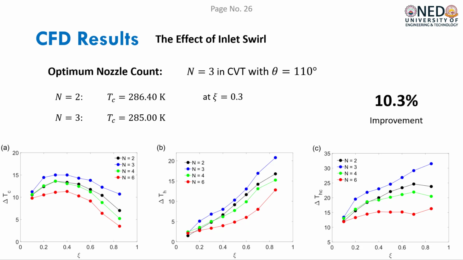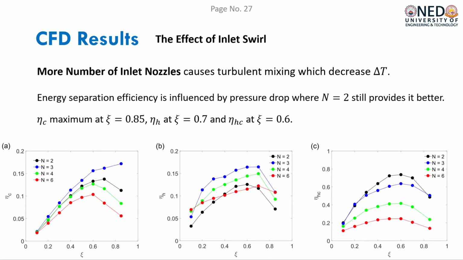Also, the maximum value of temperature separation is found to occur with 3 inlet nozzles with a diameter of 4 mm at cold mass fraction of 0.85. The temperature separation decreased when the number of nozzles is either increased or decreased. The isentropic efficiencies in cooling and heating follow the same trend, but the energy separation efficiency is better with 2 nozzles.